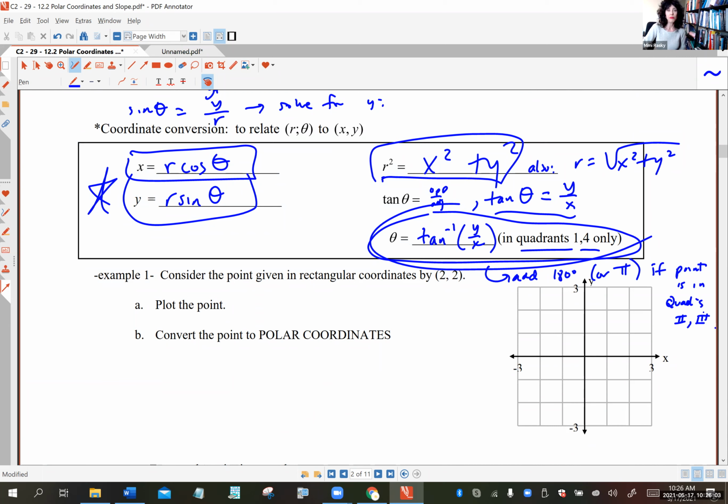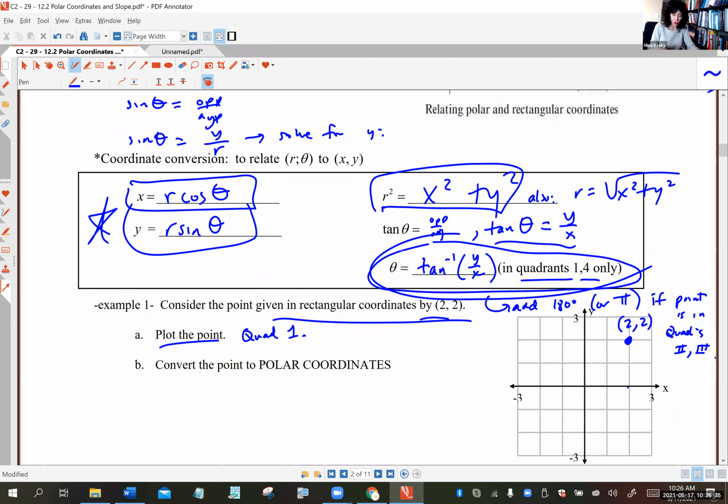So let's do some plotting points and converting between rectangular and polar coordinate systems. You need to go back and forth. So if I give you polar coordinates, you give me the rectangular. If I give you rectangular, you've got to give me polar. Okay? So it's not that hard. So the point 2, 2, this is rectangular. So 2, 2 is located right there. So we just plotted the point. Now it is in quadrant 1, which is good news. So that means if we do have to get the theta, the formula will work perfectly without any additions.